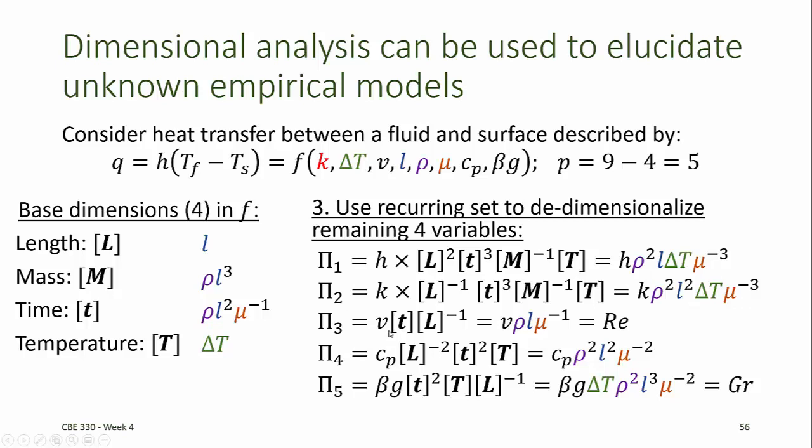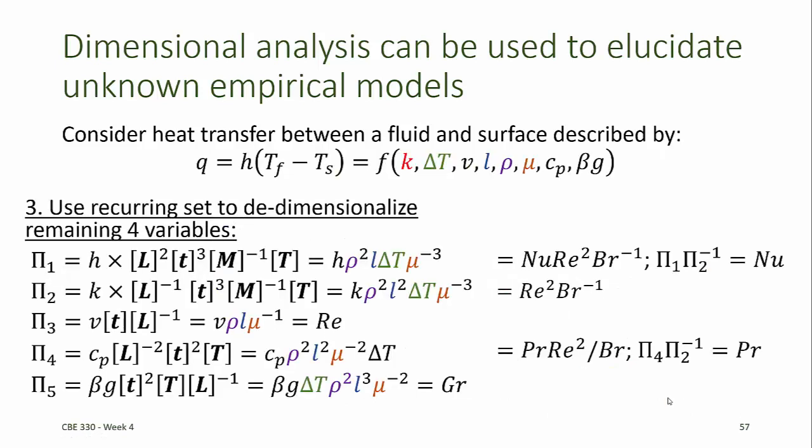When de-dimensionalizing the velocity, we need to multiply by time and divide by length, as done here. You might recognize this as the Reynolds number, which you'll see in CBE 331. Doing the same thing for the heat capacity and beta g, we find the last two pi variables. Pi 5 is something called the Grashof number. In fact, all of these pi variables can be represented by familiar groups of dimensionless variables, such as the Nusselt number, the Brinkmann number, and the Prandtl number.